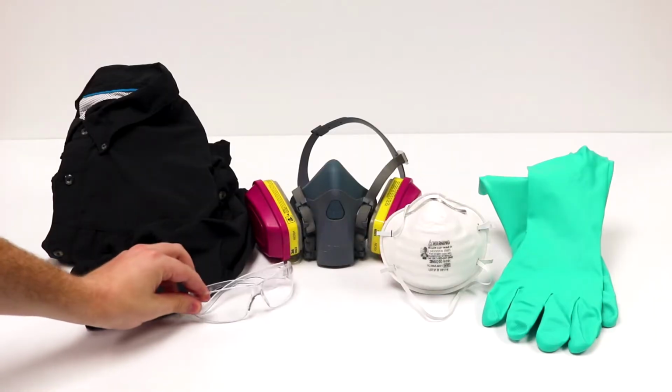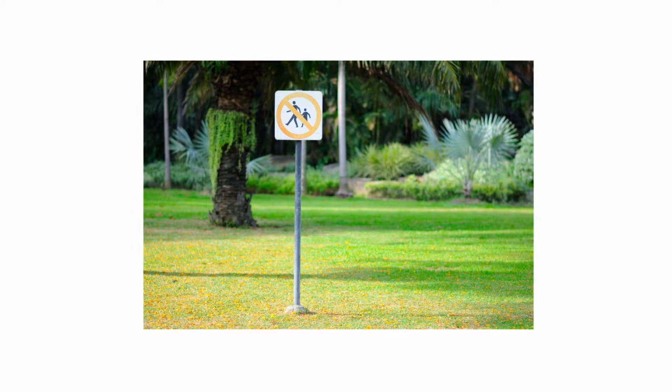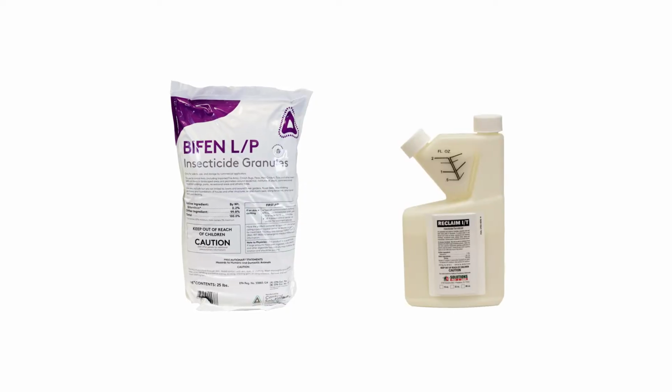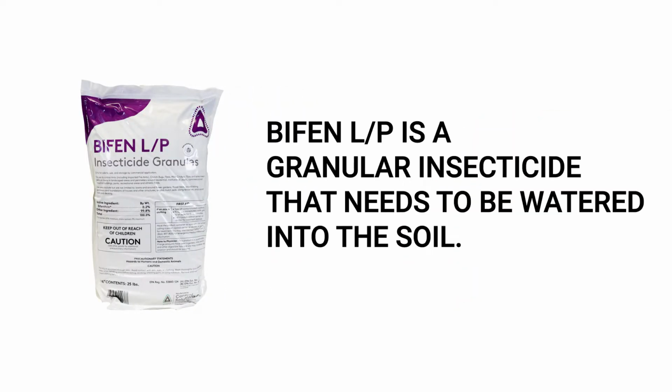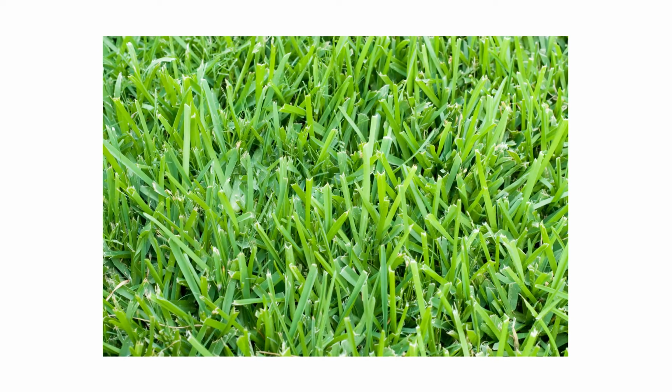Before starting any treatment, be sure to wear your personal protective equipment or PPE, and remember to keep all people and pets off the treated areas until dry. To get rid of chinch bugs, you'll need to use insecticides labeled for chinch bug control like Bifen LP and Reclaim IT. Bifen LP is a granular insecticide that will need to be watered into the soil to activate, so we also recommend following up with a broadcast treatment of Reclaim IT. These insecticides together will get rid of chinch bugs by applying product throughout your turf's surface level.